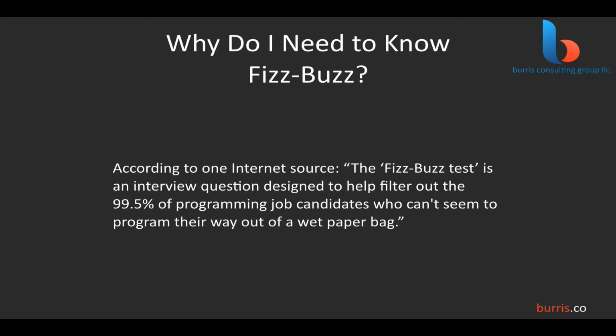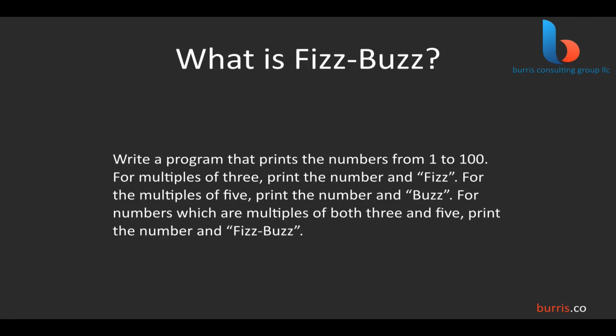What is FizzBuzz? Write a program that prints the numbers from 1 to 100. For multiples of 3, print the number and fizz. For the multiples of 5, print the number and the word buzz. For the numbers which are multiples of both 3 and 5, print the number and the words fizz, buzz together.